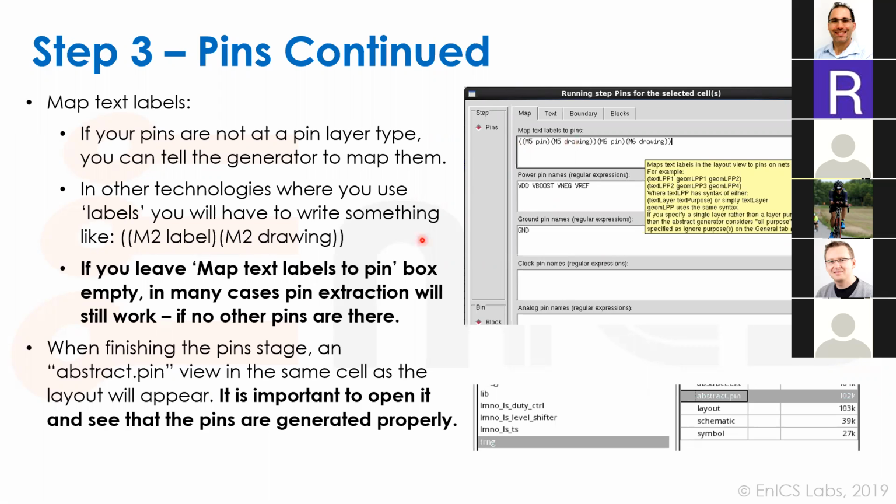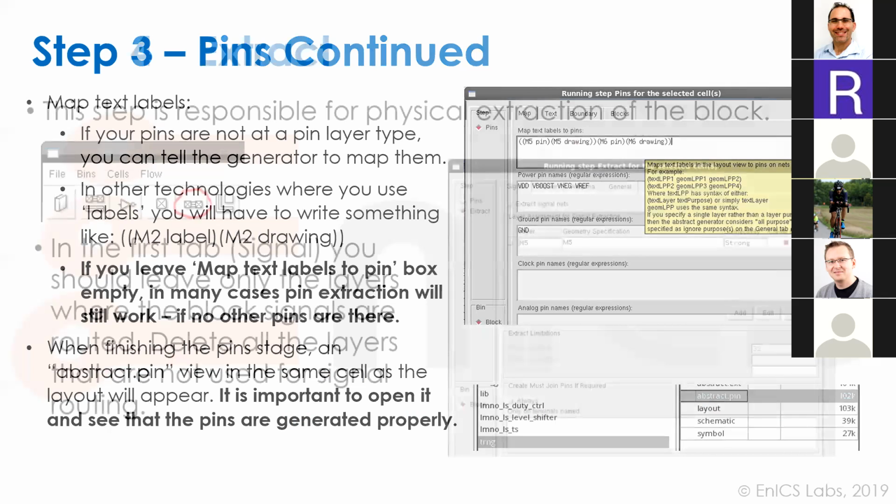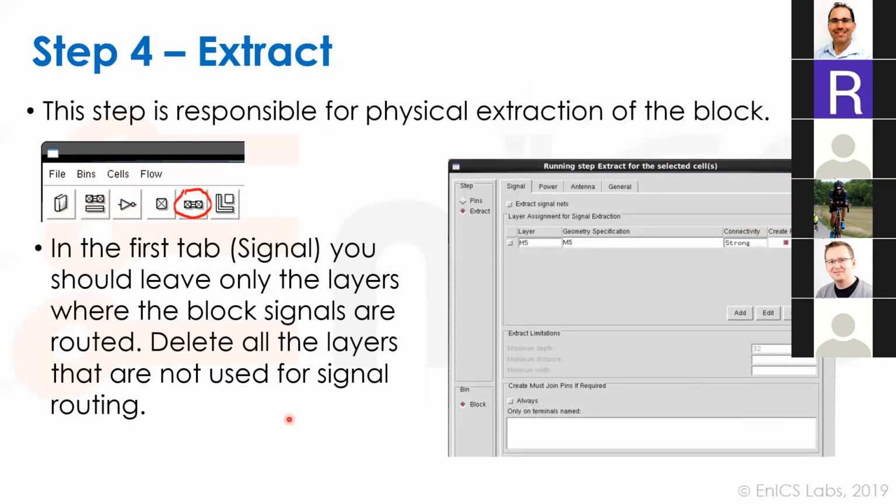So here I mention again, when we finish the pin stage, we have to open the abstract.pin and make sure that everything will come out as we expect it. Okay, so the next step, which is also tricky, is the extract. It just does the extraction of the physical of the block.